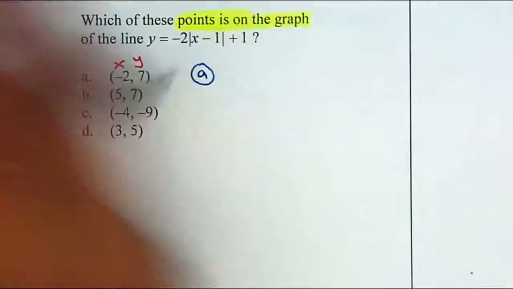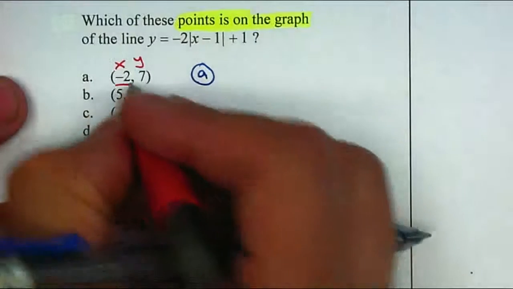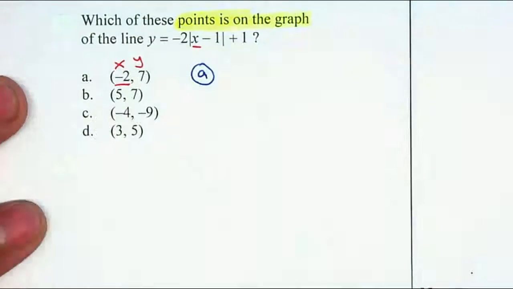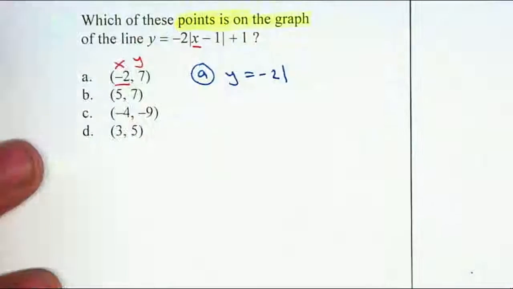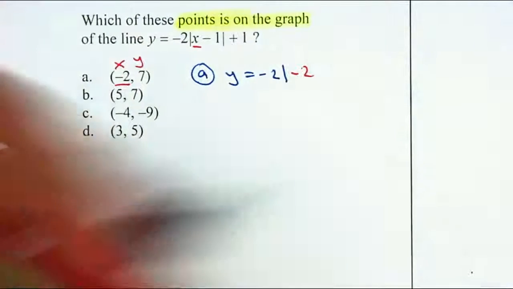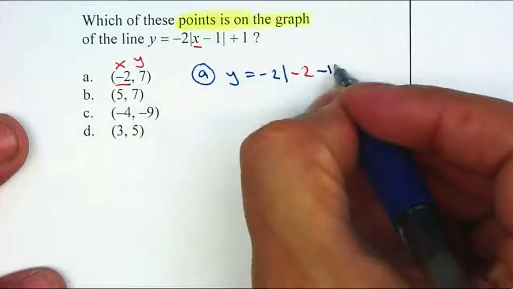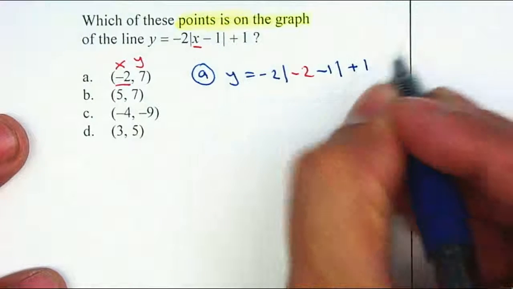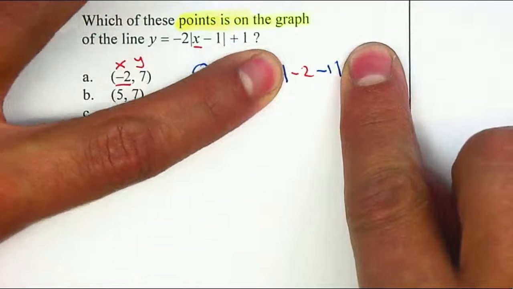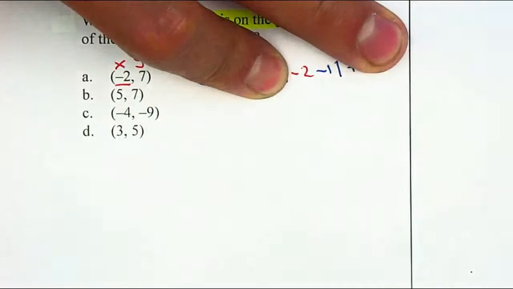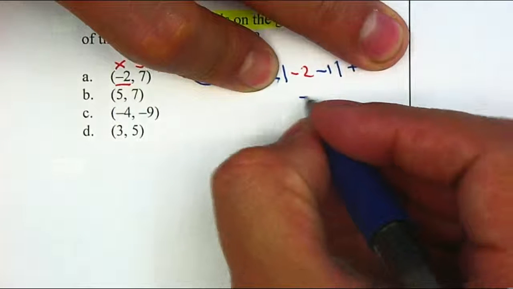We're going to plug in a -2 inside the x, and it should give me a 7 if that's correct. We have y is equal to -2. Instead of the x will be a -2 minus 1 plus 1. Important that you simplify first what's inside the absolute value function. So I'm going to simplify this. That gives me a -3.